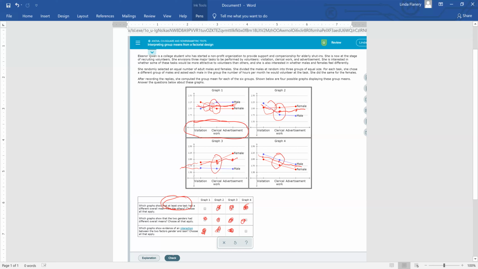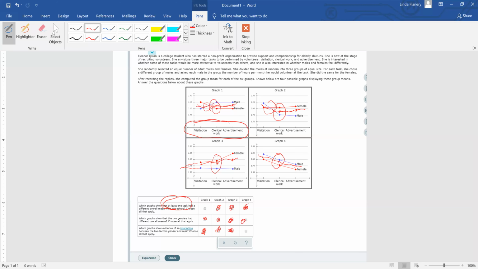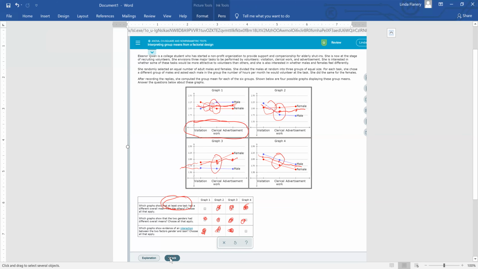I'm going to go ahead and hit check there. Oops, won't let me hit check because my pen is on. I've got to turn on my select object. Now I can check. Oh, I can't check. I'm on Word. Anyway, that should be then the answers to this question here.